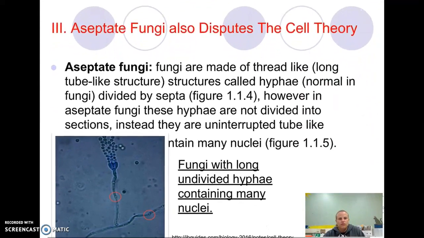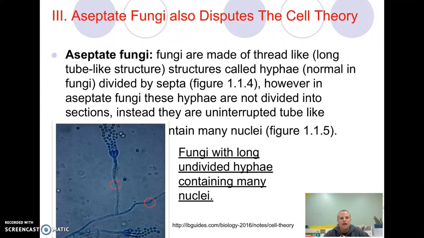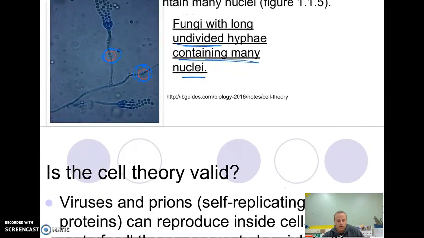Another exception to this cell rule is aseptate fungi. Aseptate fungi are different because usually fungi are made of thread-like, long tube-like structures called the hyphae, which are divided by septa. However, with these types of fungi, the hyphae are not divided into sections. Instead, they are uninterrupted tube-like structures, containing many nuclei. So if you look here, you'll see the hyphae that are undivided, each containing many nuclei, which disputes the cell theory.